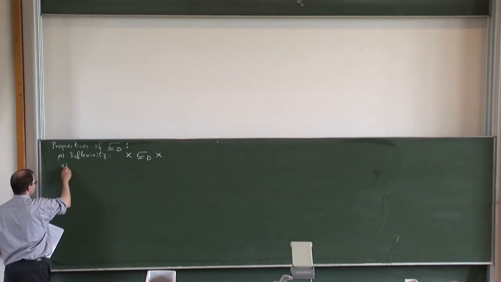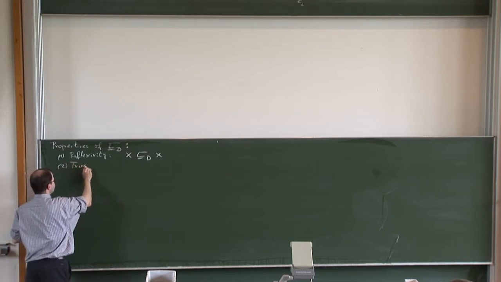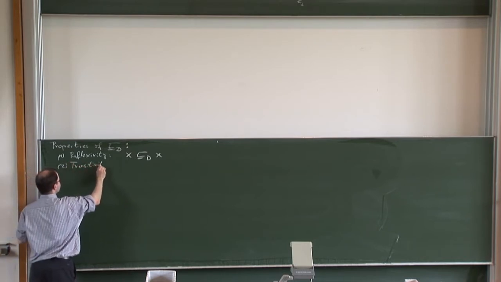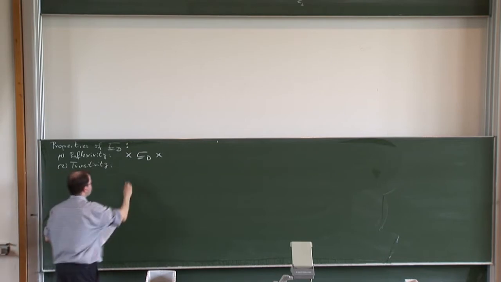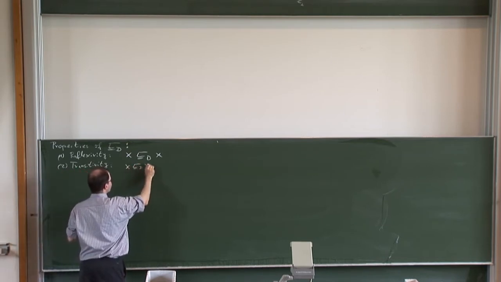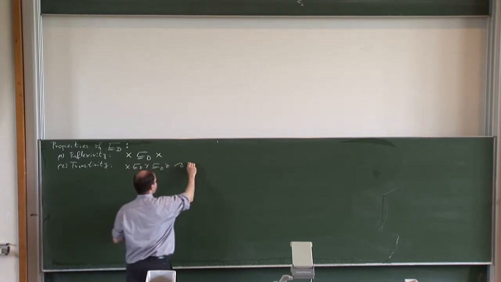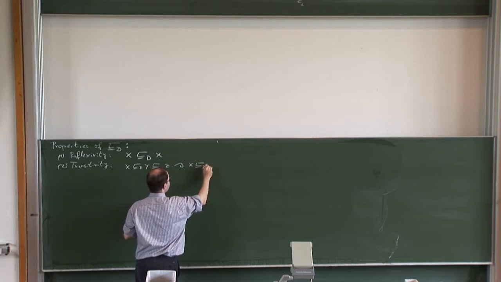Now this relation has two more interesting properties. The other property is transitivity. Transitivity means if x is less defined or equal than y, and y is less defined or equal than z, then x is less defined or equal than z.